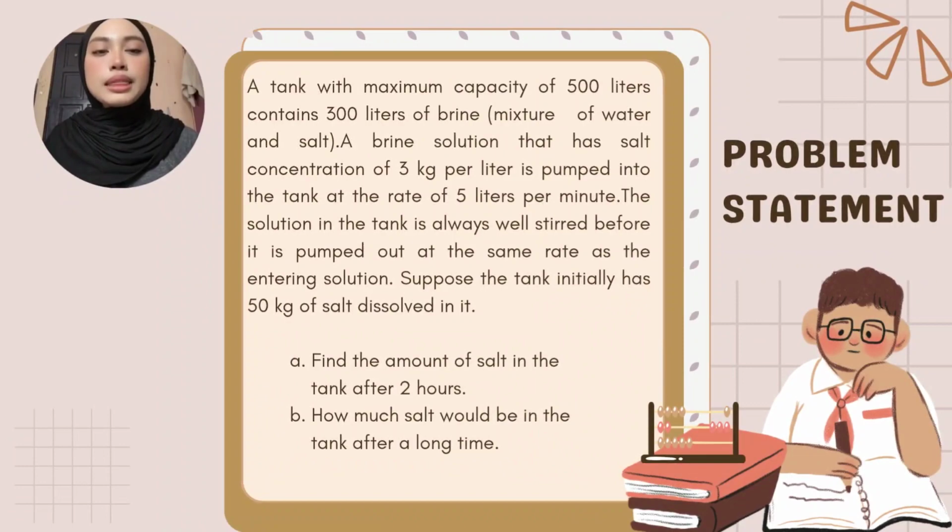Problem statement. A tank with a maximum capacity of 500 liters contains 300 liters of brine, a mixture of water and salt. A brine solution that has a salt concentration of 3 kg per liter is pumped into the tank at the rate of 5 liters per minute. The solution in the tank is always stirred before it is pumped out at the same rate as the entering solution. Suppose the tank initially has 50 kg of salt dissolved in it. Question A.